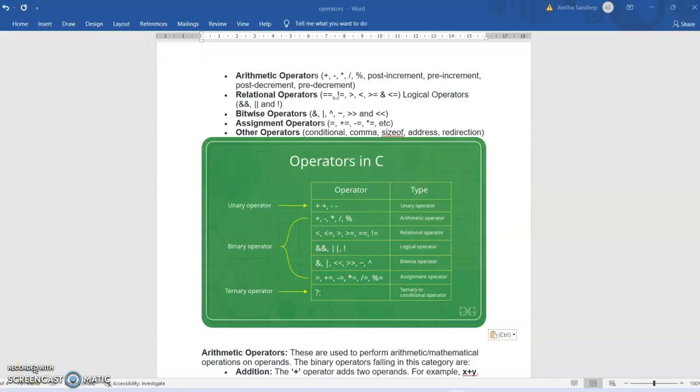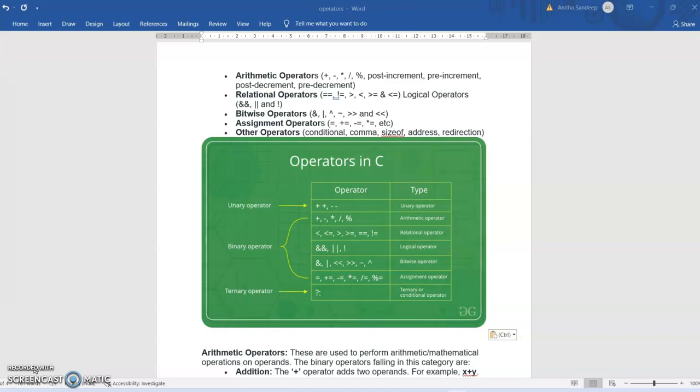So these operators are classified as arithmetic operators, relational operators, bitwise operators, assignment operators, and other operators or special operators. The arithmetic operators are plus, minus, star, slash, modulus, post increment, pre increment, post decrement, and pre decrement operators. These will be performing the arithmetic operations. Then the relational operators will be equal to, not equal to, greater than, less than, greater than or equal to, less than or equal to.